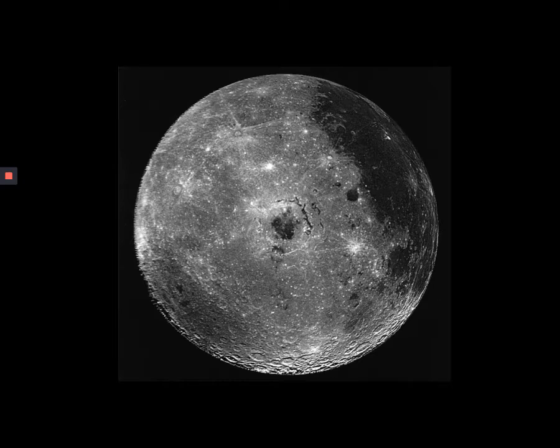And that is the far side of the moon. So that's the side we never see. There's a huge feature right in the middle there, but we'll talk about the far side of the moon another time. So what's the difference between the two?